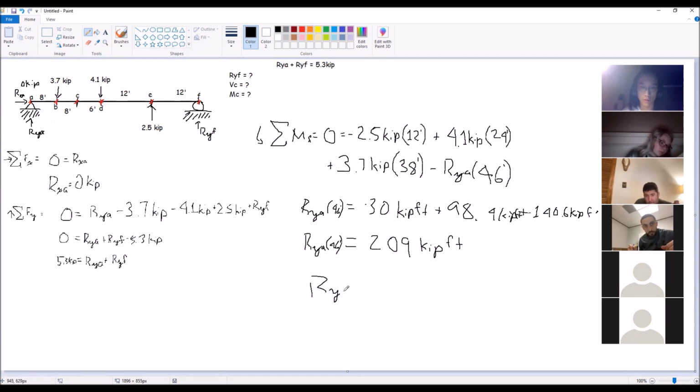All right, and then we're just going to divide both sides by 46 feet. 209 divided by 46, and you should get around 4.543. Cool, so now we know RYA is 4.543. Is that our answer for number 1?